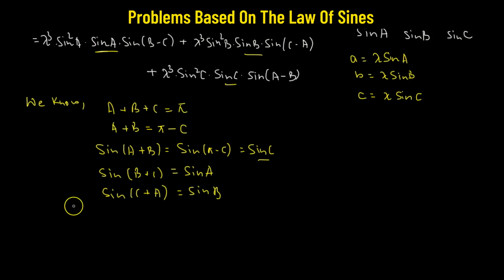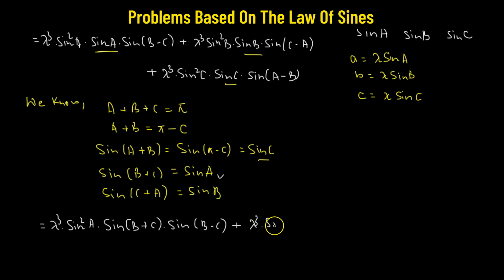So let's do that. We are going to get lambda cubed times sine squared A multiplied by sine A, but instead of sine A, we're going to use sine of B plus C. We also have sine of B minus C multiplied to it. Then the next term, we have lambda cubed times sine squared B multiplied by sine B. Now sine B will get replaced with sine of C plus A. We also have to multiply sine of C minus A to it.